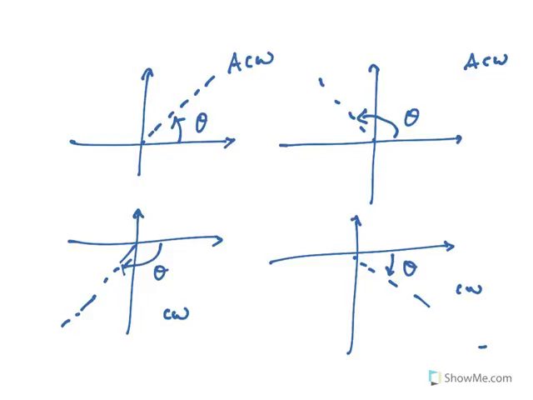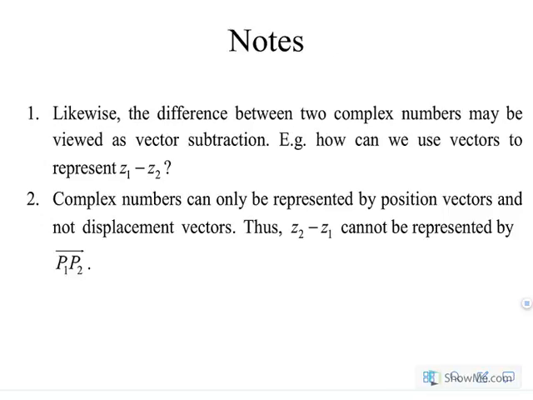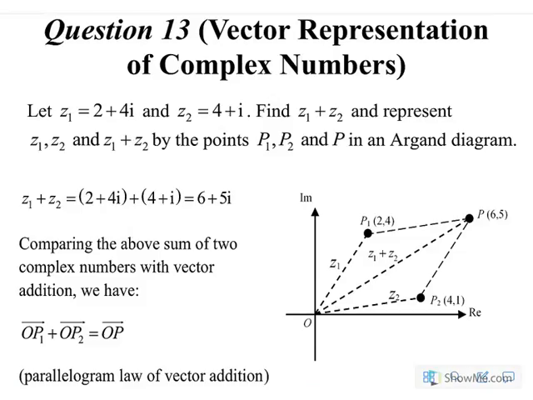Most important, today you'll be learning the polar form, and you need to be able to find the argument as well as the modulus correctly. If you cannot find them correctly, then you're in trouble. Next one. Going back to the question, this is where we stopped last time: vector representation of complex numbers.